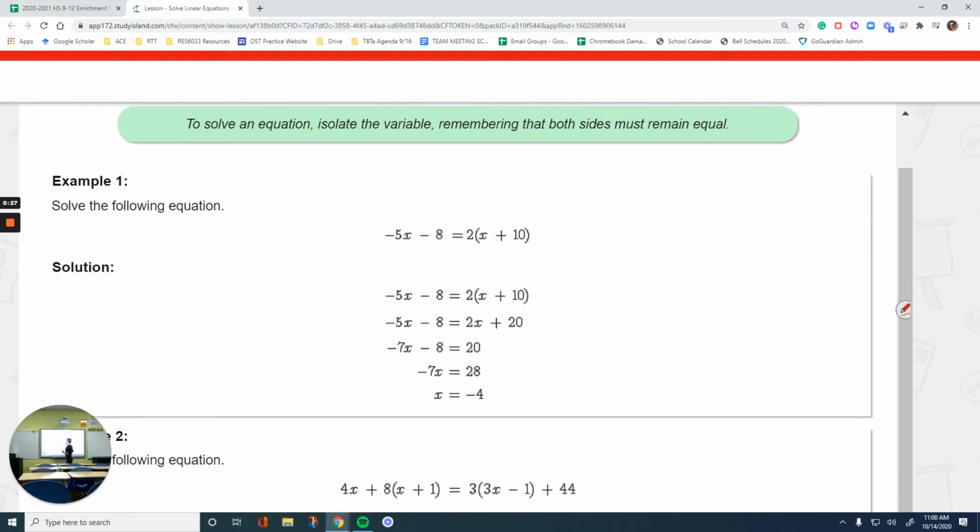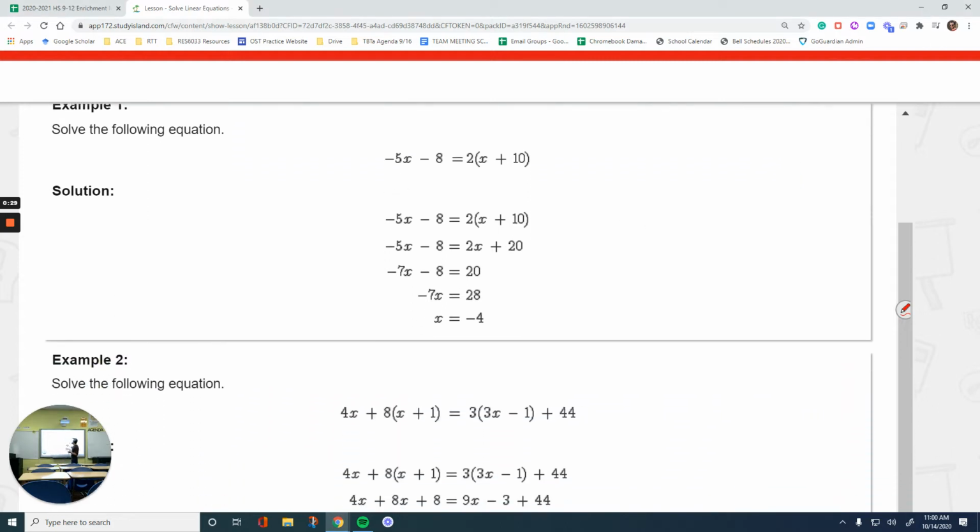So let's get started. Example 1 says solve the following equation. The first thing you need to realize is that there's an application of the distribution property in here. On the right side, it is 2 times x and 2 times 10. That's what we need to deal with first. So keep the left side the same, negative 5x minus 8. And then for the right side, I do 2x. 2 times x is 2x, and then 2 times positive 10 is positive 20.